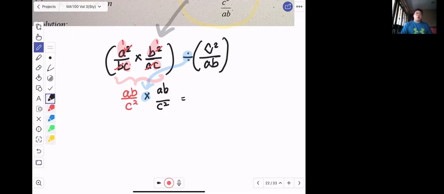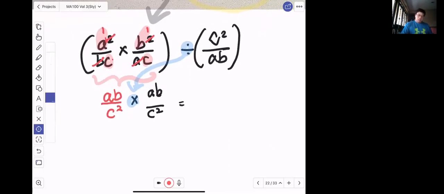When we multiply fractions, the top multiplies with the top, bottom multiplies with bottom. We don't have to worry about getting a common denominator or whatsoever. It's just top and top, bottom and bottom.